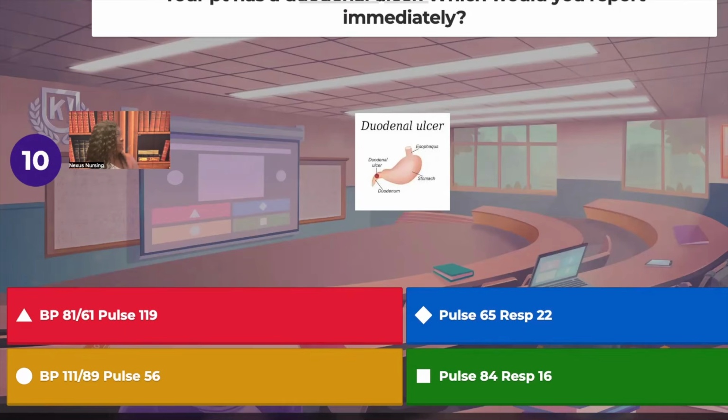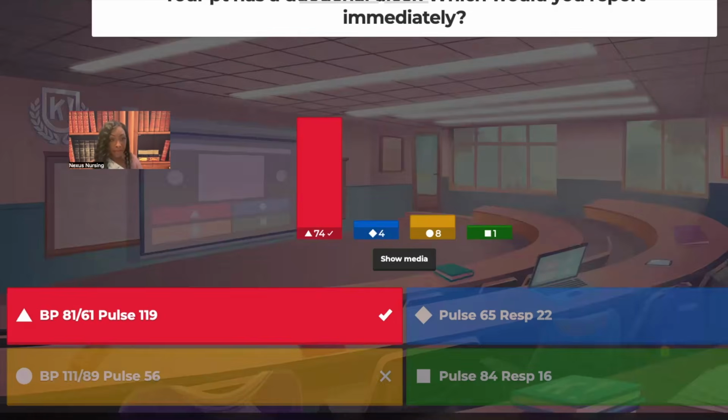Good job, Kyler. Very good. The minute you saw the word ulcer, it didn't even matter where the ulcer was. Patient had a duodenal ulcer, or a gastric ulcer, immediately you're going to be concerned about hemorrhage, right?